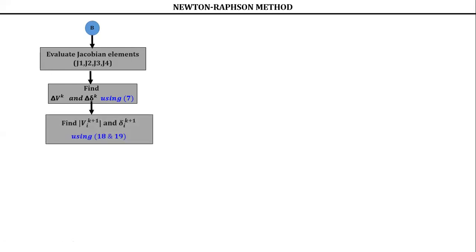What you have to do, again find Vi of k plus 1. Today I have explained equations 18, 19. Vi of k plus 1 is equal to Vi of k plus delta Vk, whatever you are computing here. Delta i of k plus 1 is nothing but delta i of k plus delta delta k, whatever you are computing here. So therefore, using equations 18 and 19, compute the latest, updated value of Vi and delta i. Delta Vk, delta delta k are the corrections which are going to be added to the initial values. So this updated value of V and delta, we have to calculate it here.